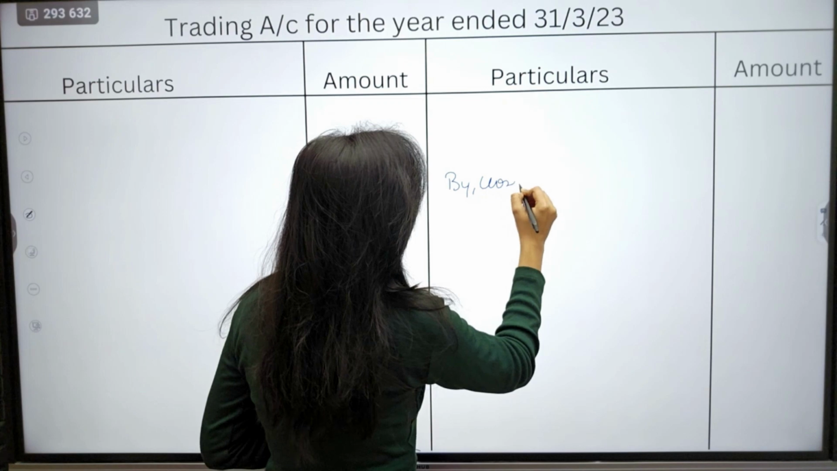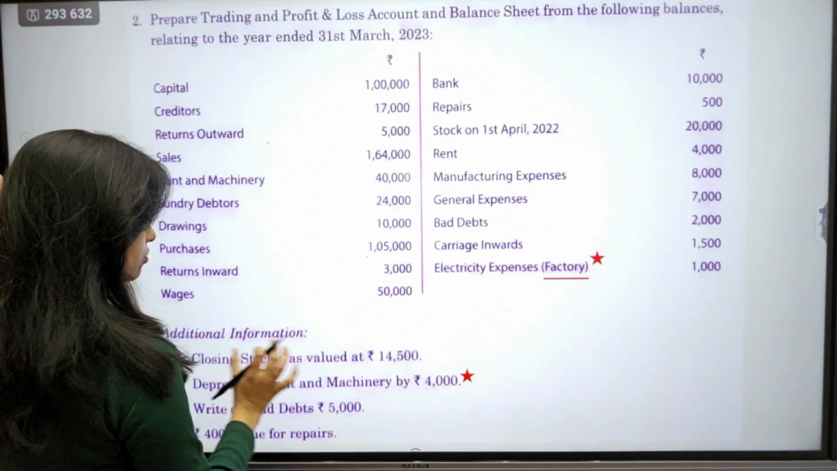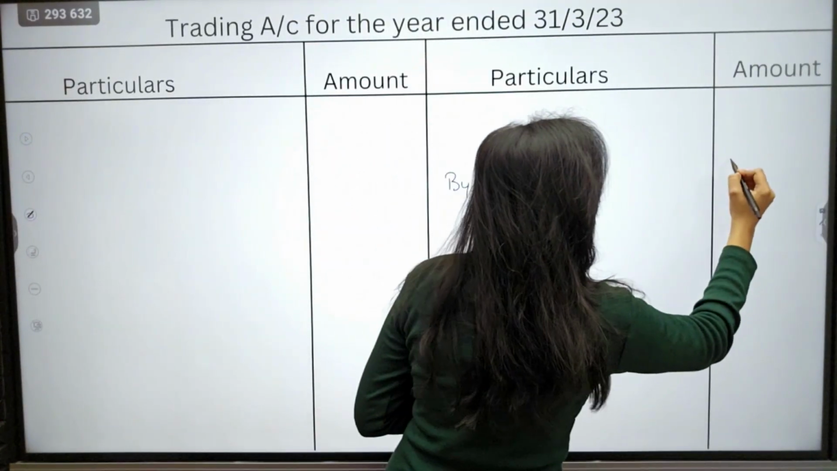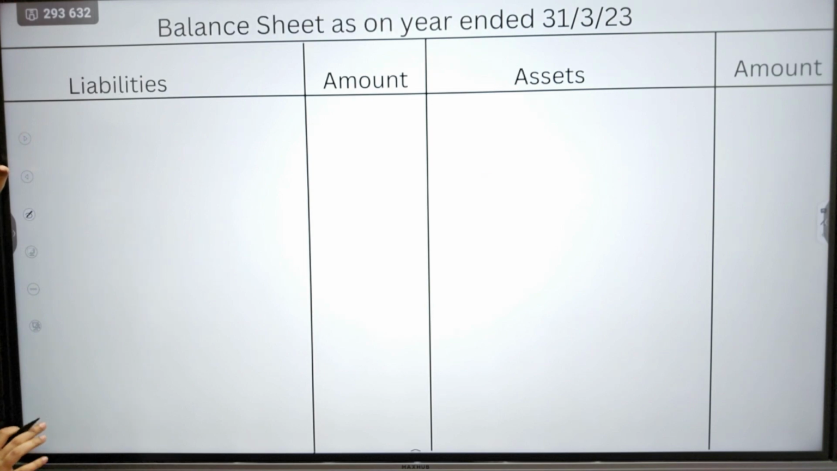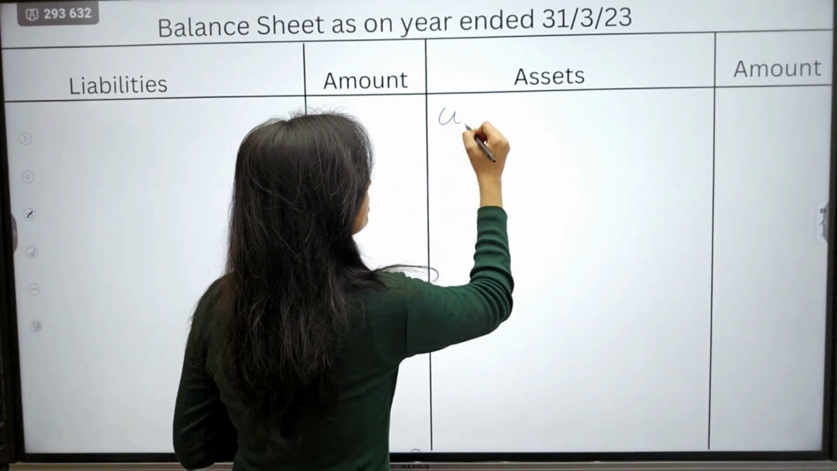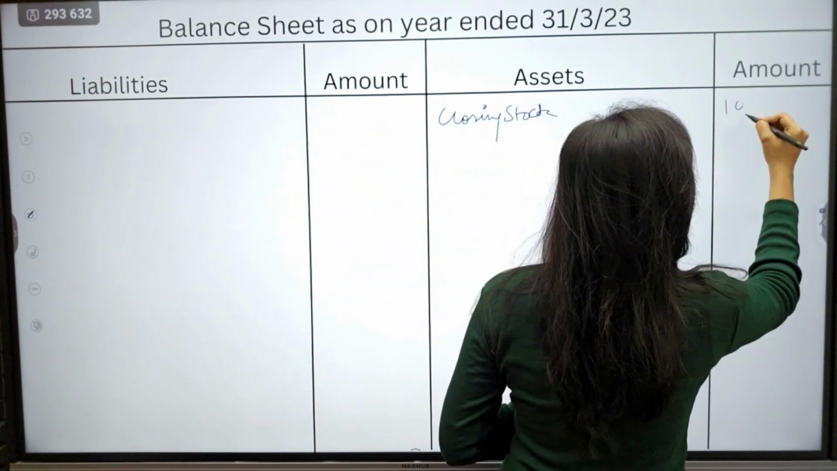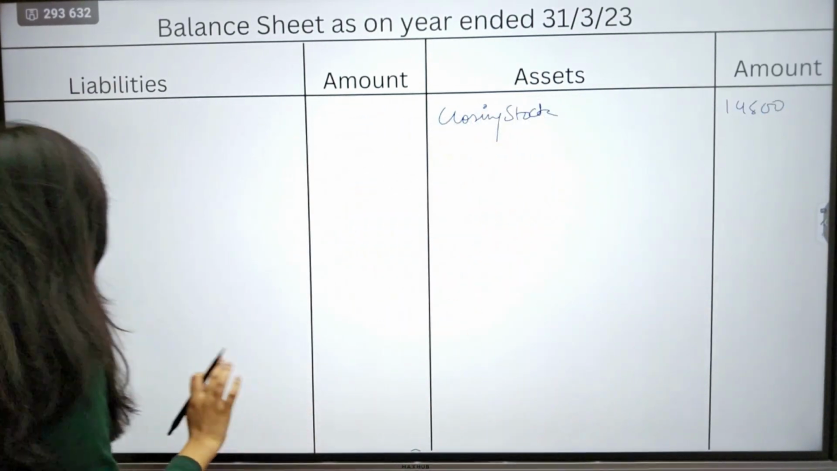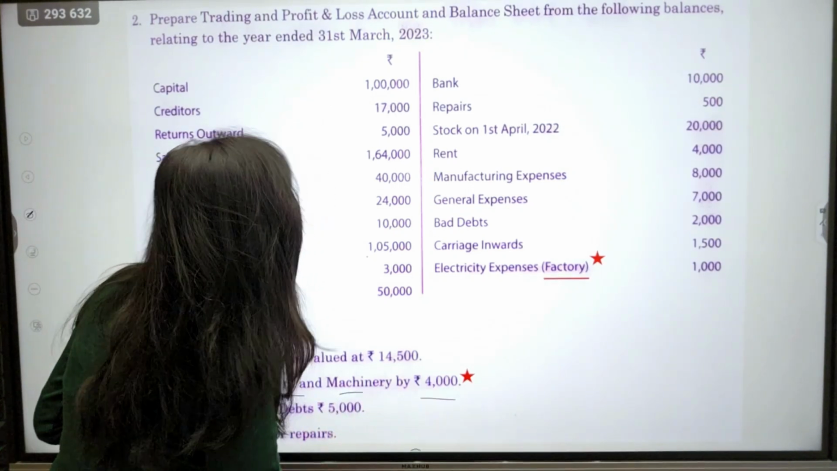So first thing that we are going to write is closing stock. So closing stock is how much? 14,500. First place we did it in the trading account. Then we will write it in the balance sheet, 14,500. Two places. Okay. After that, we have depreciate plant and machinery by 4,000 rupees.